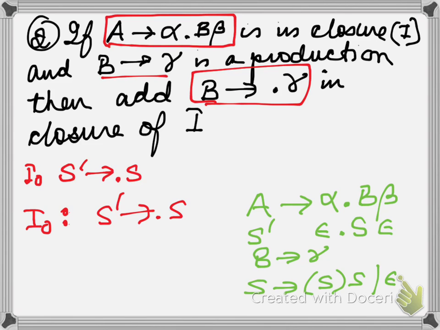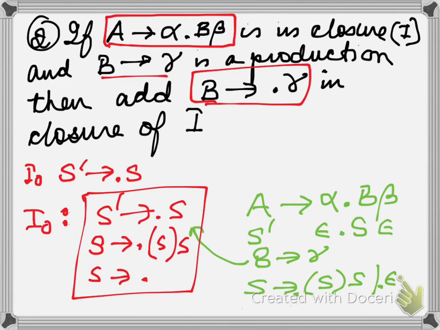So we have to add to the closure the items with a dot at the beginning of each of these productions. To this set we will add S derives dot, with each of the two right-hand sides, and for epsilon the item is just S derives dot. So what you get here is the closure of this set of items. This is what a closure is.